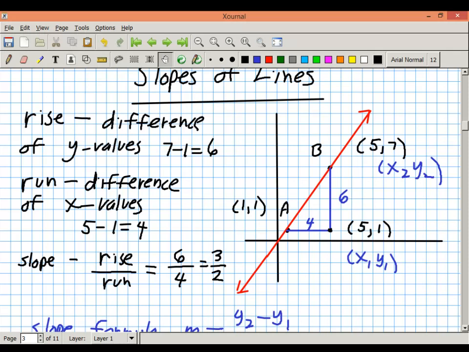Now I put that little point down here. Let me point it out right here. Highlight that.